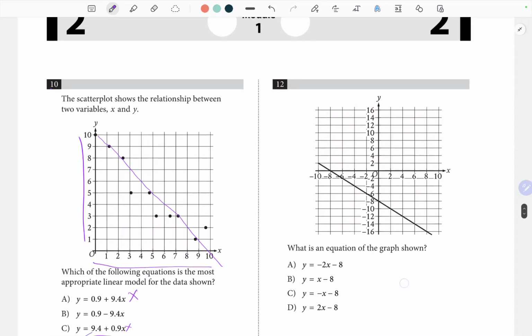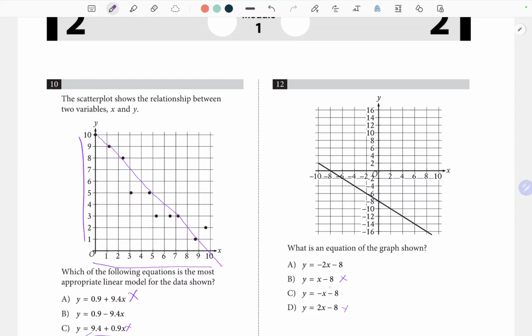Okay, now question number 12. Write an equation of the graph. Okay, equation, first of all we will look for the gradient. Gradient is negative, so this is not the option, this is not the option. Now we have options A and C. When x is 0, then it is -8. Oh, both right. Okay, let's do when x is 2, then it should be -10.